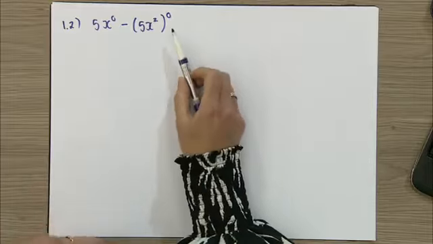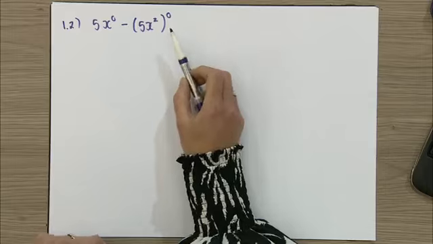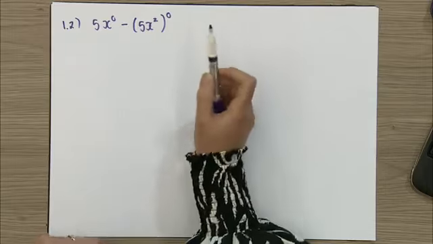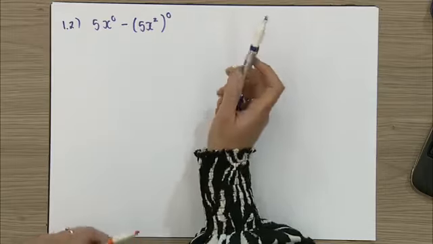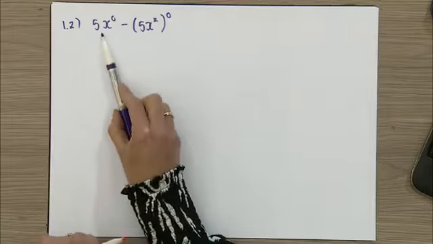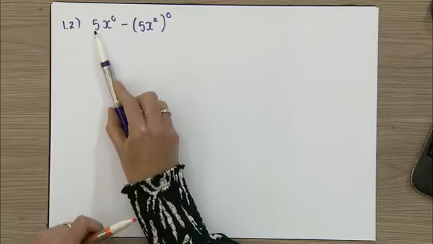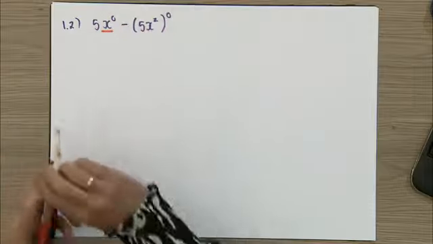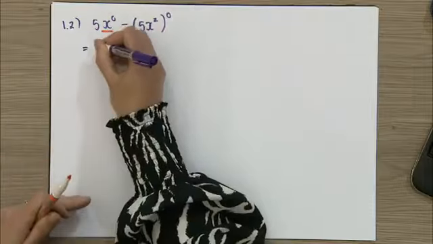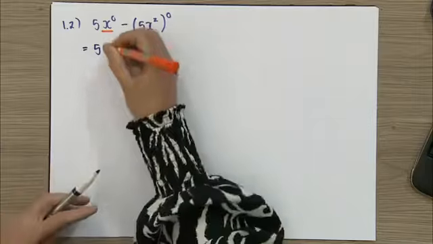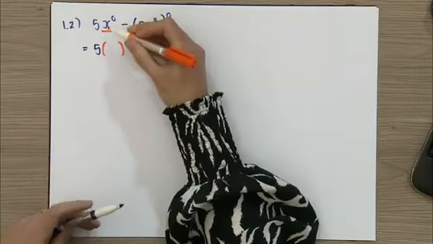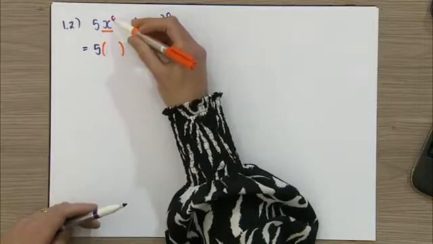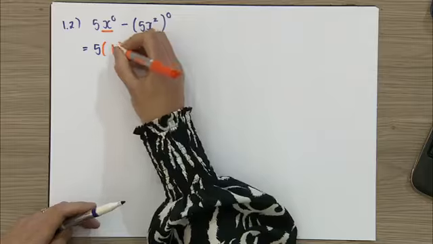So what are they testing in this sum? They're testing if I know what a number to the power of 0 or a variable to the power of 0 is. So let's look at the first one. Who has the power of 0, the 5 or the x? Only the x has the power of 0. So it's going to be 5 times, what is any number or variable raised to the power of 0? 1.